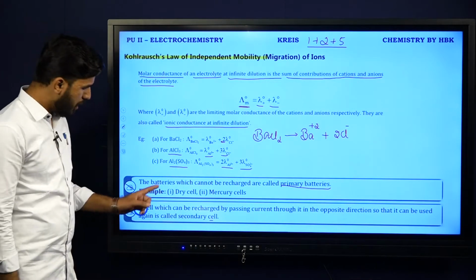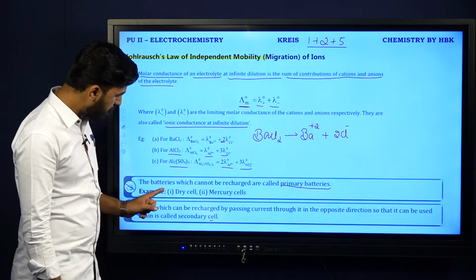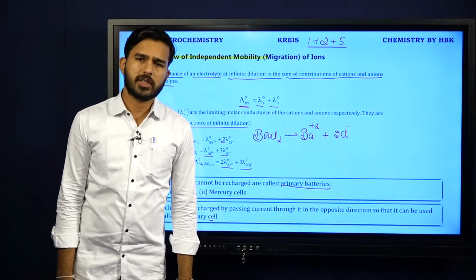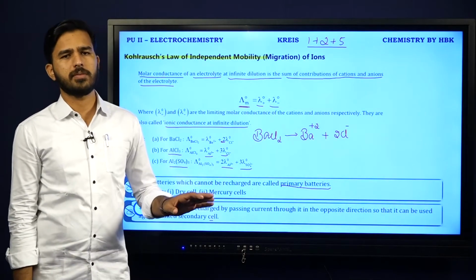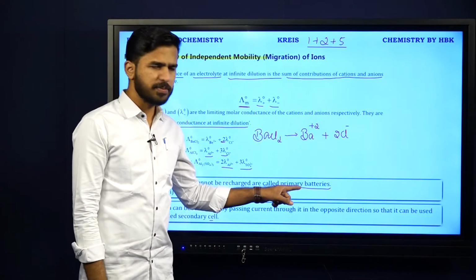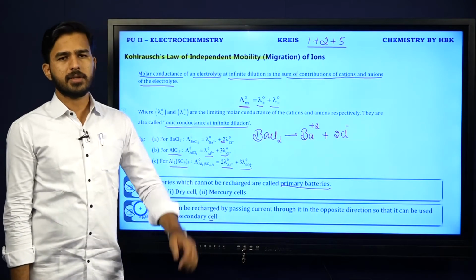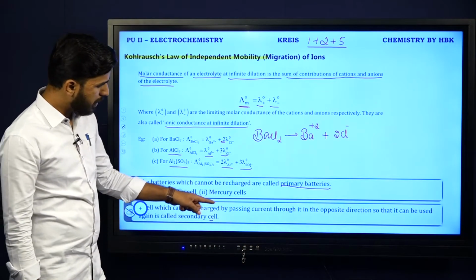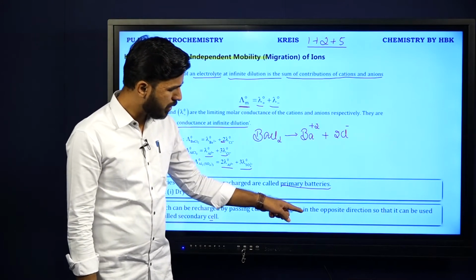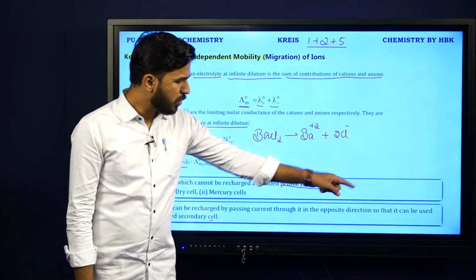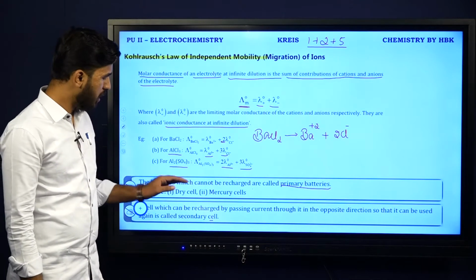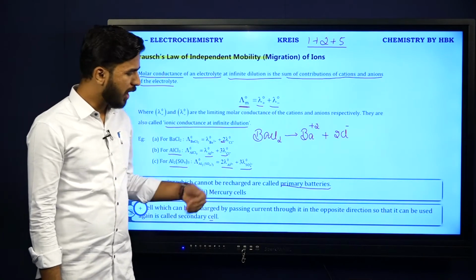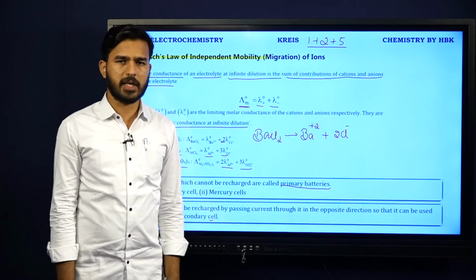Next important definition: what are primary batteries, give example, and what are secondary batteries, give example. Primary battery is nothing but the battery which cannot be recharged. The battery which we cannot recharge, use one time and throw, such type of batteries we call primary batteries. If it can be recharged and used again, then we call it secondary batteries. The cell which can be recharged by passing current through it in the opposite direction so that it can be reused. Simply, the batteries which cannot be recharged are called primary batteries. The batteries which can be reused are called secondary batteries.